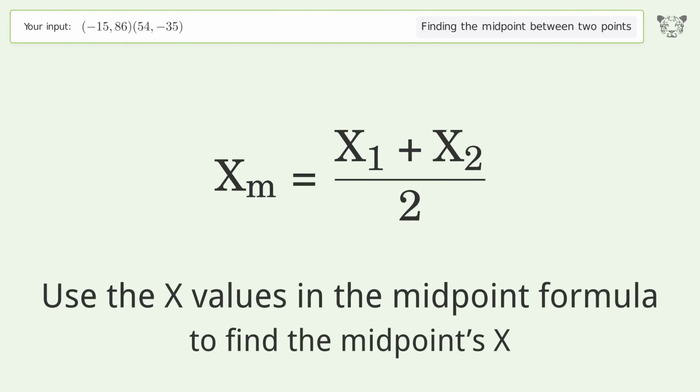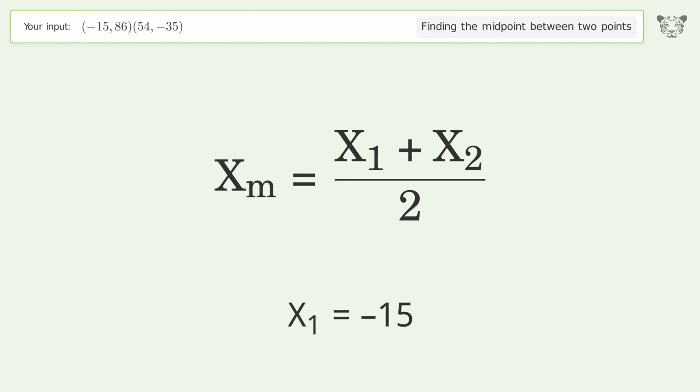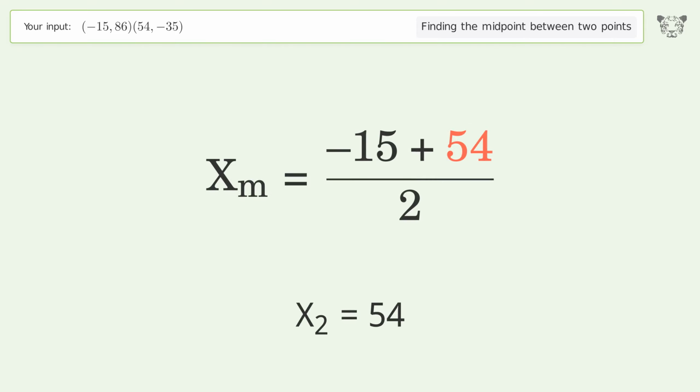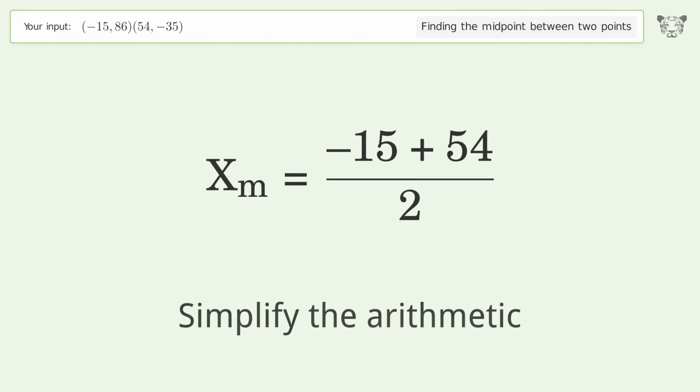Use the x values in the midpoint formula to find the midpoint's x. x1 equals -15. x2 equals 54. Simplify the arithmetic.